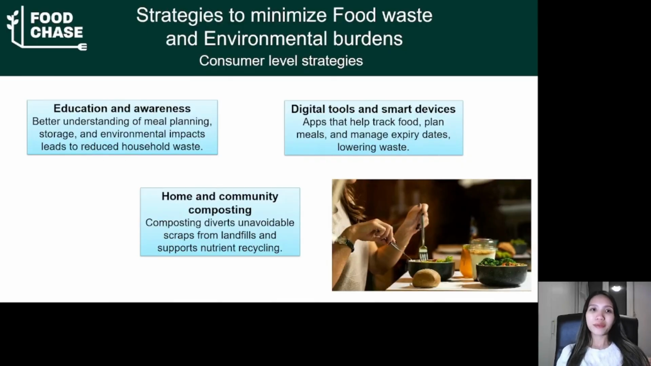At the consumption level, education and awareness strategies include better understanding of meal planning, storage, and environmental impact. It can lead to reduced household waste. Digital tools and smart devices like applications that help track food, plan meals, and manage expiration dates can also lower the waste. Home and community composting is an effective approach because composting diverts unavoidable scraps from landfill and supports nutrient recycling.